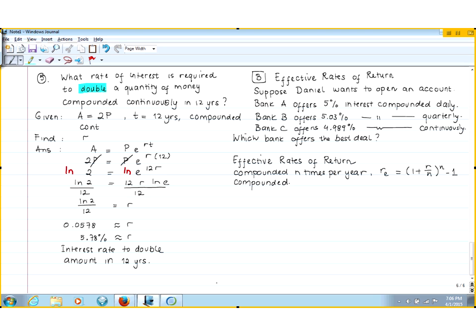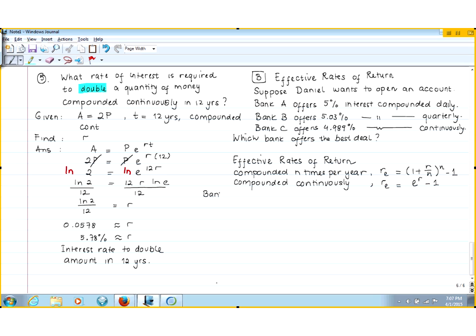What about the one for compounded continuously? Which one is the interest portion? This is effective rate of return. This is just e^r. So it's not e^(rt) because this is in 1 year, minus 1. So we're comparing only the interest portion. Anyway, let's talk about it.